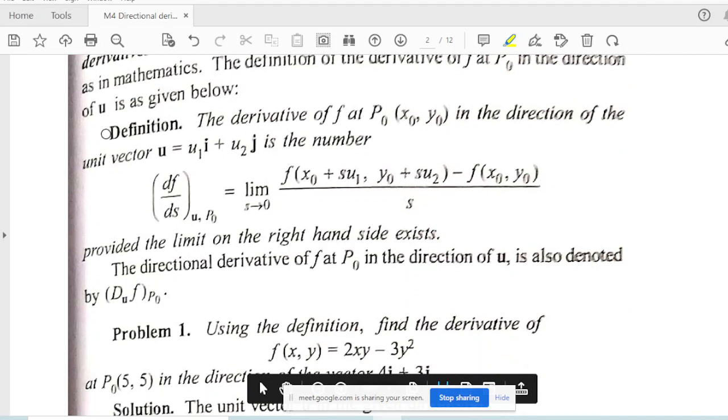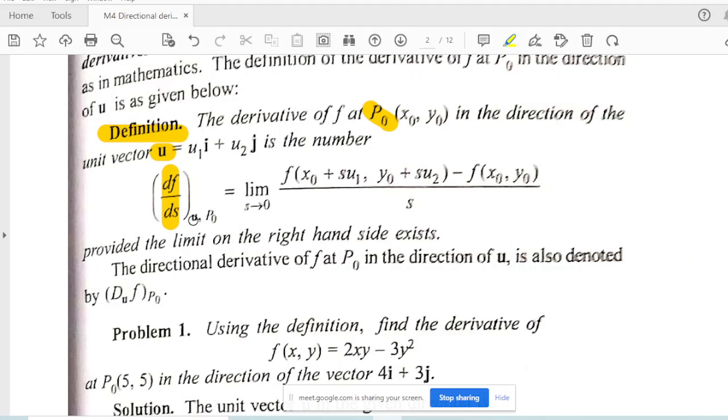So let us see the definition of directional derivative. Okay, this is a very important concept. The derivative of f at P0 (x0, y0), at the point P0, the derivative of f in the direction of the unit vector u. Vector u is the unit vector, u cap equal to u1 i cap plus u2 j cap. So how can we evaluate the directional derivative? The notation of directional derivative is df by ds.